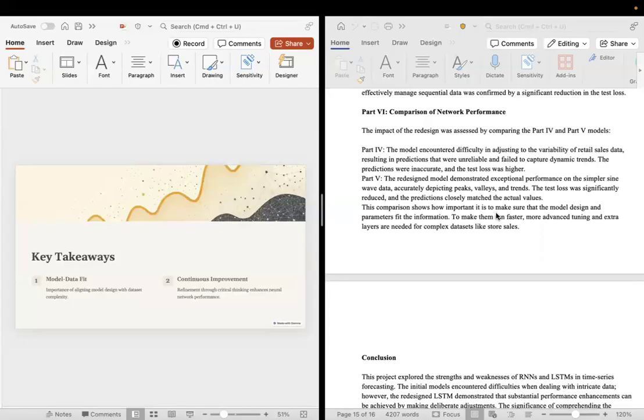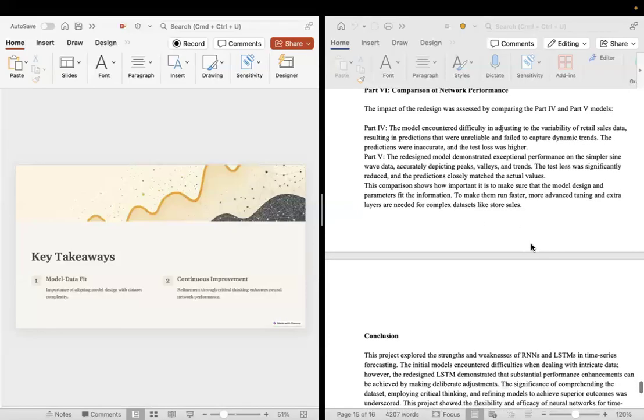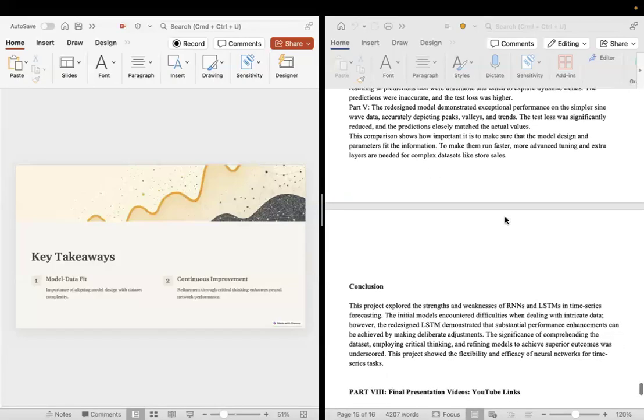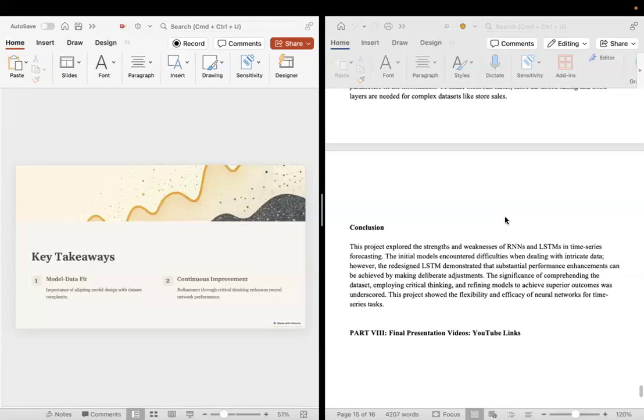In part 5, the redesigned model demonstrated exceptional performance on the similar sine wave data, accurately following peaks, valleys, and trends. The test loss was significantly reduced and the predictions closely matched the actual values. This comparison shows how important it is to make sure that the model design and parameters fit the data. More advanced tuning and extra layers are needed for complex datasets like store sales.